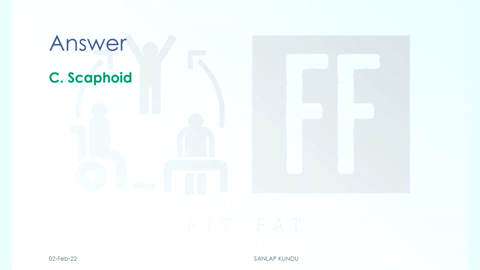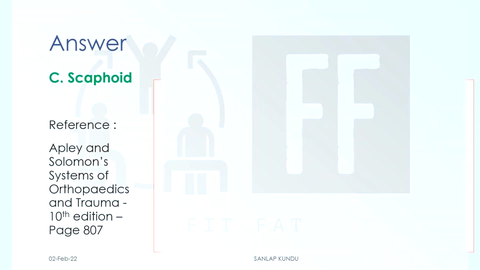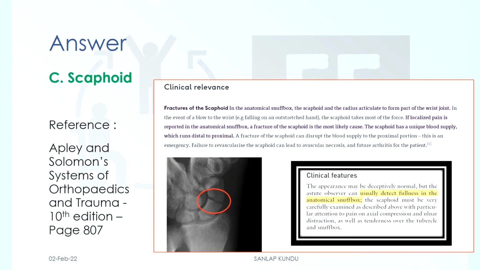Okay, so the correct answer is option C, that is scaphoid. To know more about this, you can check the Apley and Solomon's Orthopedics and Trauma 10th edition book, page 807. You can also check the Physiopedia link that I have already given in my description box.